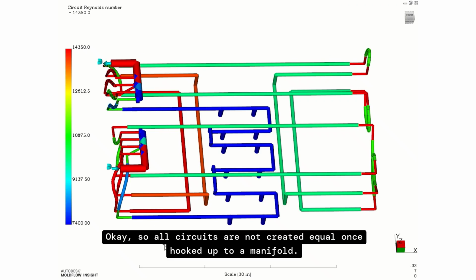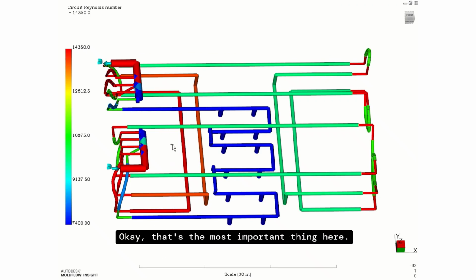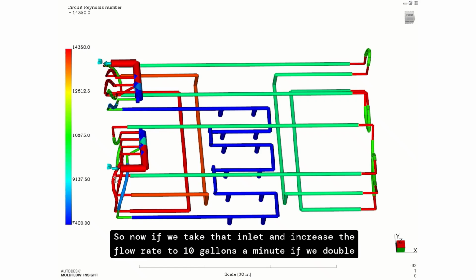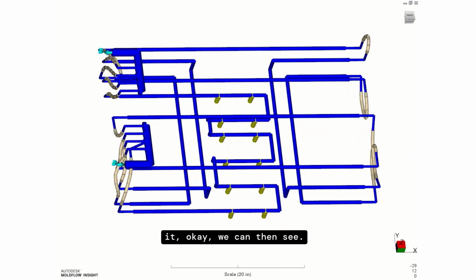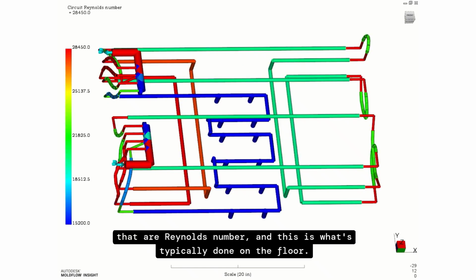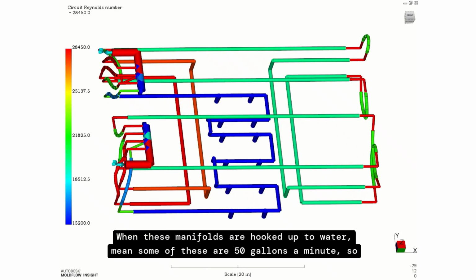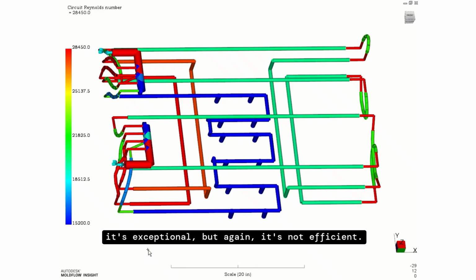Okay, so all circuits are not created equal once hooked up to a manifold. That's the most important thing here. So now if we take that inlet and increase the flow rate to 10 gallons a minute, if we double it, we can then see our Reynolds number. This is what's typically done on the floor when these manifolds are hooked up to water. Some of these are 50 gallons a minute, so it's exceptional, but again, it's not efficient. It's a tremendous waste of water.